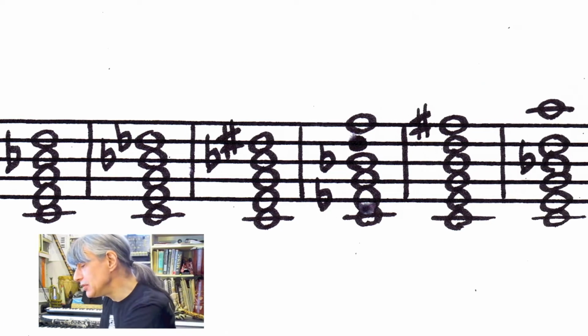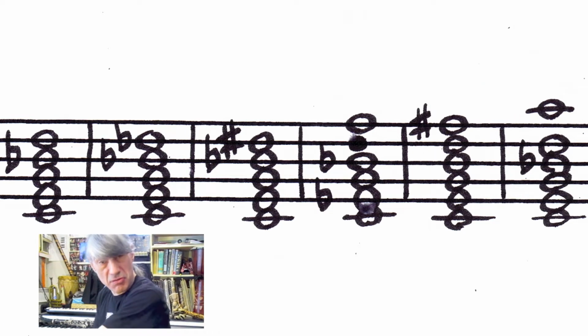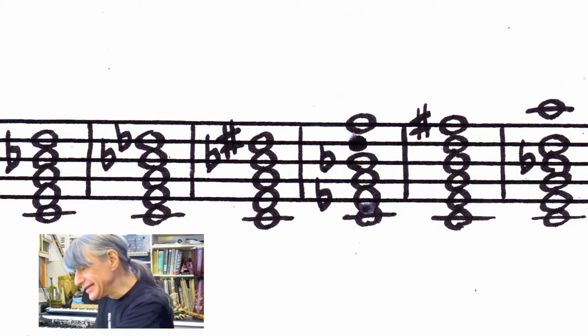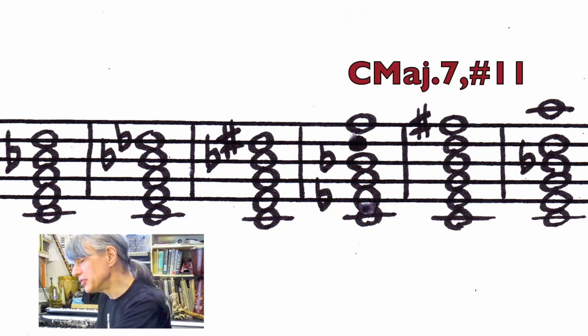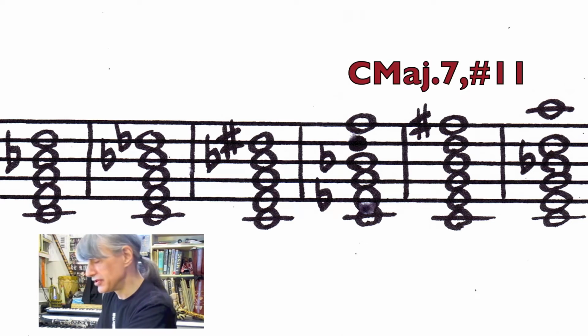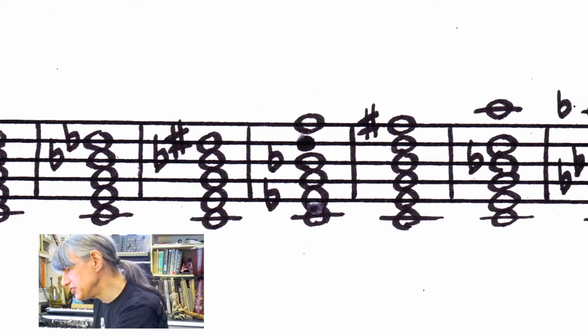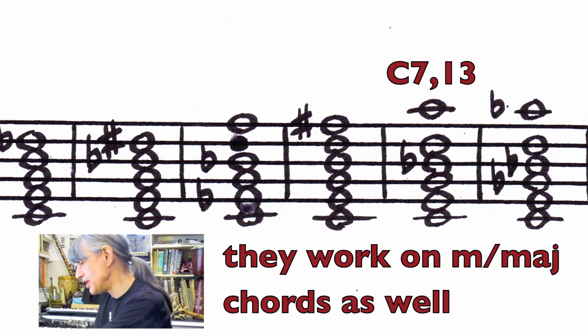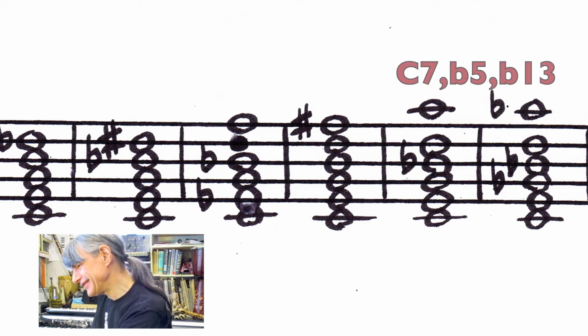The 11, the perfect 11, is usually used on a minor chord, whereas the sharp 11 or the augmented 11th is usually used on a dominant chord or a major chord, major 7th. The 13th and the flat 13th are usually used on dominant chords as well. And the flat 13.